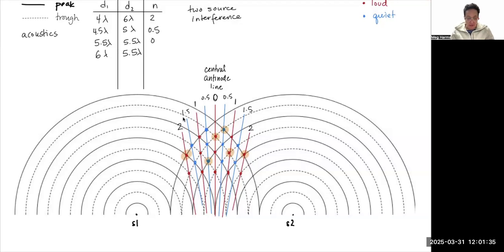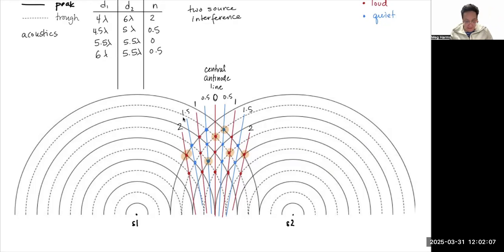And we are on line 0.5. All right, last two. We're going to go for this one. 1, 2, 3, 4, 5.5 from speaker 1. 1, 2, 3, 4.5 from speaker 2. So 5.5 from speaker 1, 4.5 from speaker 2, and that is on line number 1.